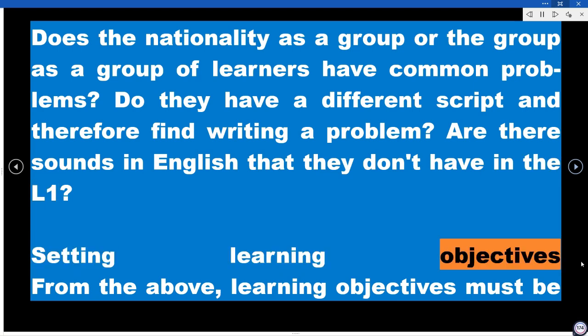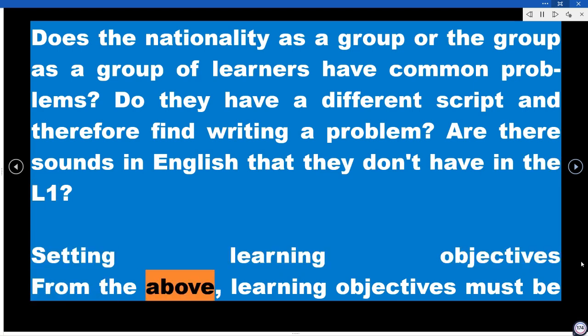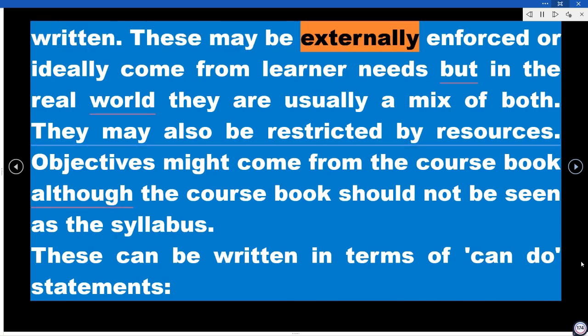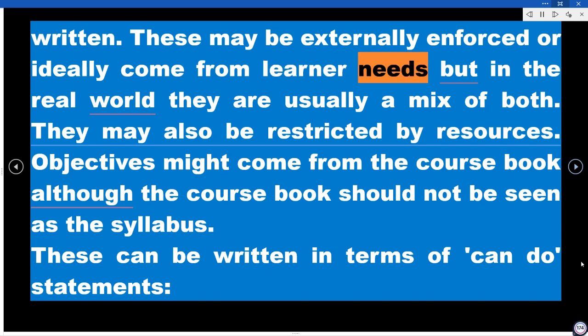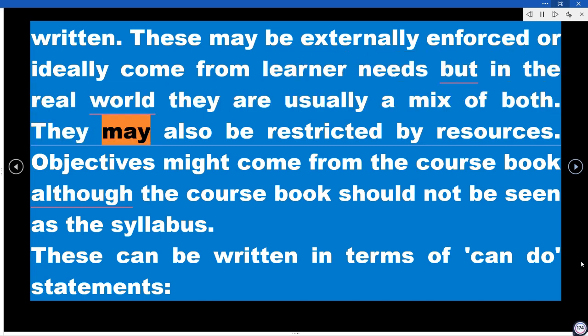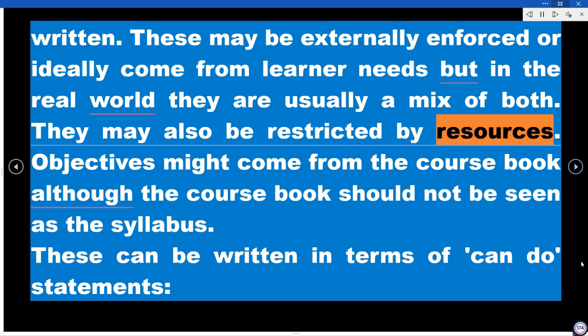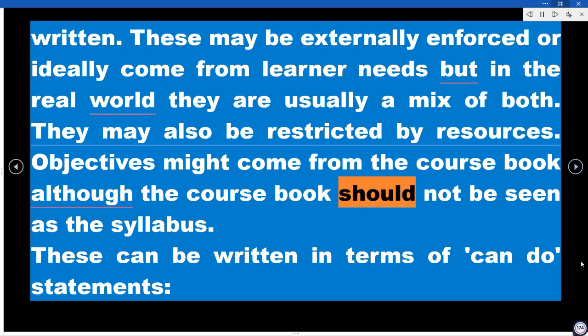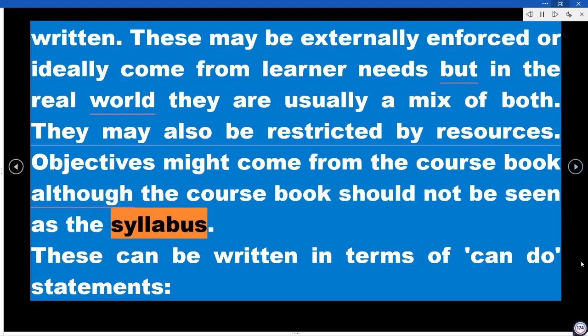Setting learning objectives. From the above, learning objectives must be written. These may be externally enforced or ideally come from learner needs, but in the real world they are usually a mix of both. They may also be restricted by resources. Objectives might come from the course book, although the course book should not be seen as the syllabus.